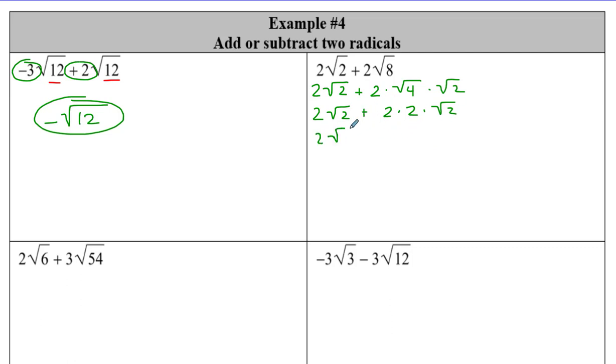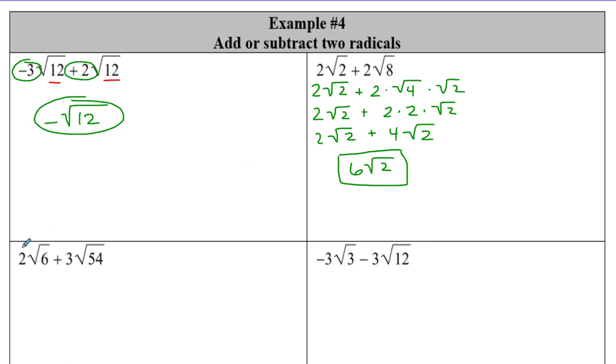So we drop down the 2 radical 2 again, and now let's go ahead and combine this side. We got 2 times 2, which is 4. And then we have the radical 2. Now you can see we have the same radicand. We have the same index. We can go ahead and add our coefficients, giving us a 6 times the radical 2.